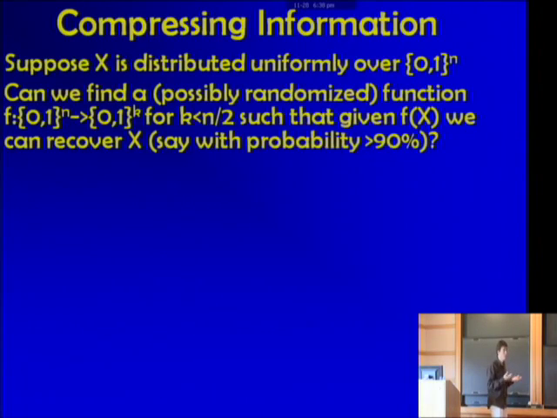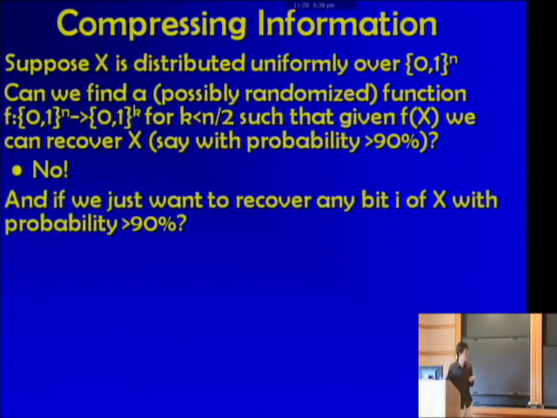And it's easy to convince yourself this should be impossible. You should not be able to store n bits using n over 2 bits. And it's very easy to prove. You can prove it combinatorially. So this is the basic setting, and obviously the answer is no, and it's easy to see.